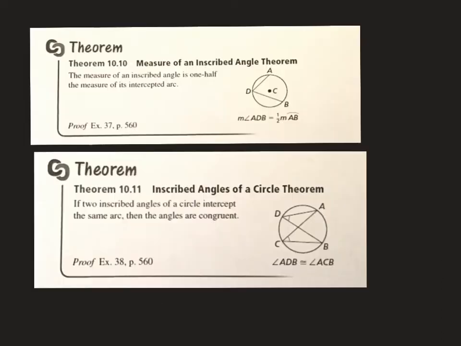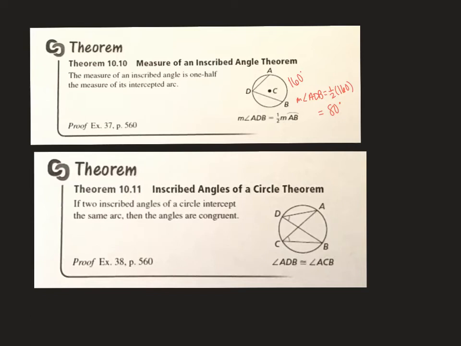Couple of theorems. Theorem 10, the measure of an inscribed angle theorem. The measure of an inscribed angle is half the measure of its intercepted arc. So let's say that this arc AB is 160 degrees. Then that means that the measure of angle ADB is going to be half of that 160 degrees, or 80 degrees.